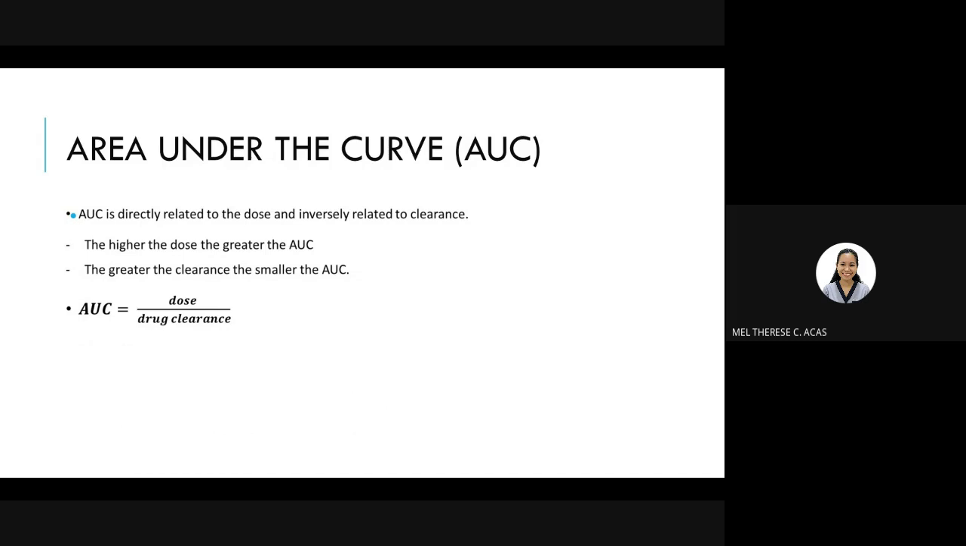So the area under the curve is directly related to the dose over the drug clearance. If our dose is high, there is a greater area under the curve. But the greater the clearance, the smaller the area under the curve.